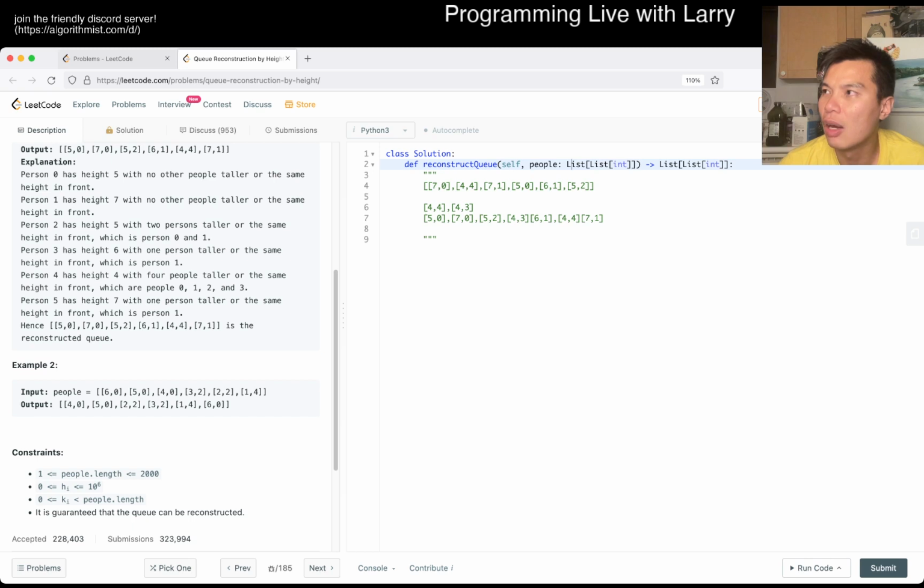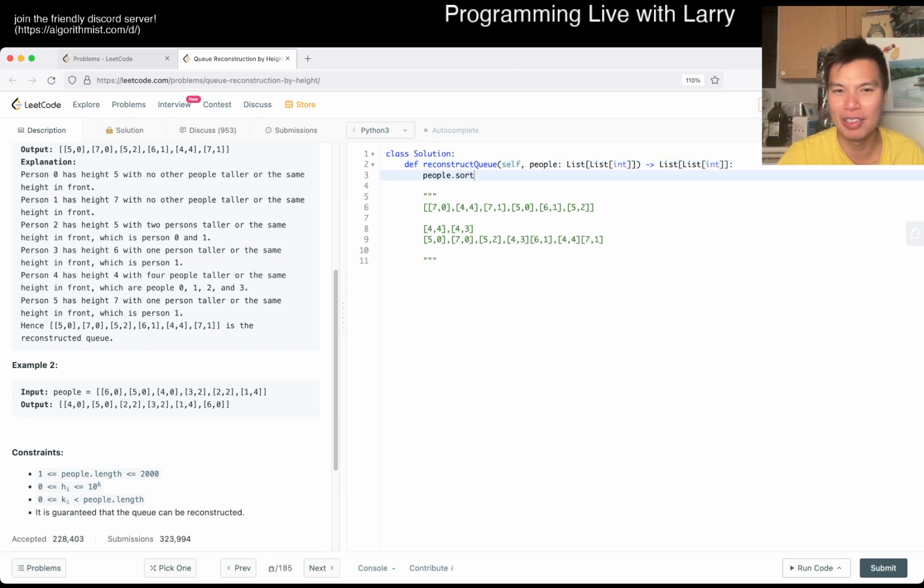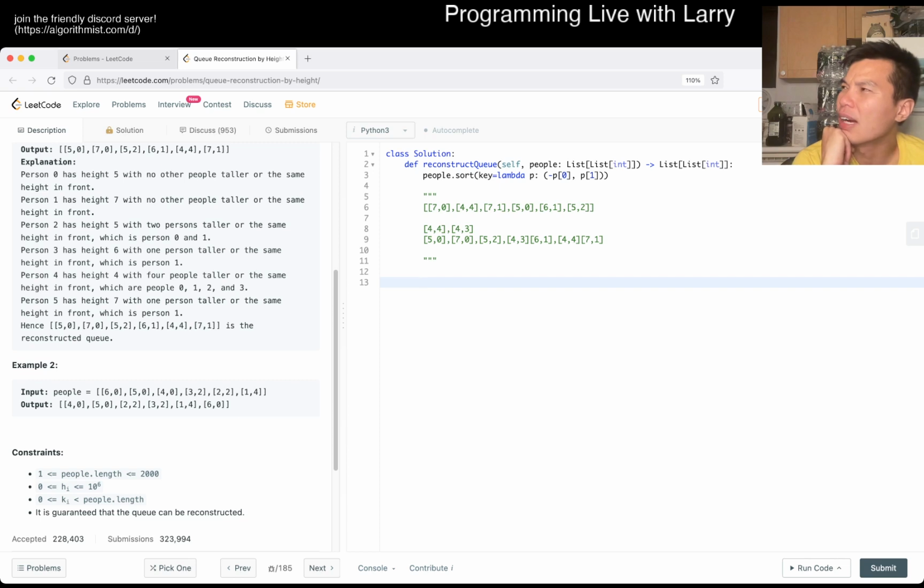How do I want to write that? Can I do an n log n in an easy way? That's what I'm trying to think. All right, let's just say people sort, key is equal to lambda peep. We want to sort by the height first, increasing, and then P1. Okay, right? So then now we sort. Can I do that in a better way? I should find out.